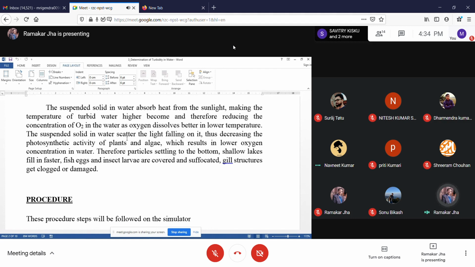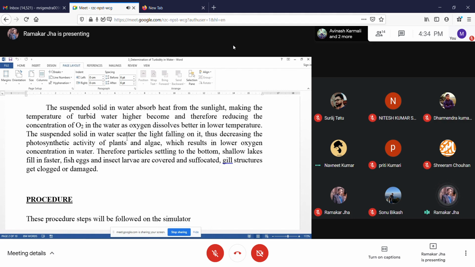Now suspended solids in water scatter the light. Example, when I drive a car or when I wear chashma, specs, and I drive at night, if there are some dust particles over the glass, a lot of scattering will be there. Same is the suspended. Same is the desert area. In Registan, हमको लगता है पानी पानी है, because of the scattering of the light.